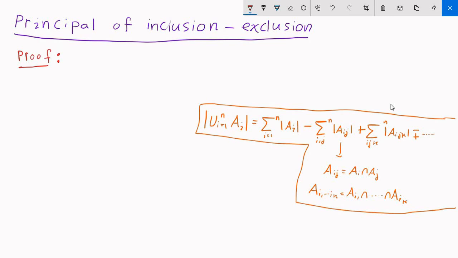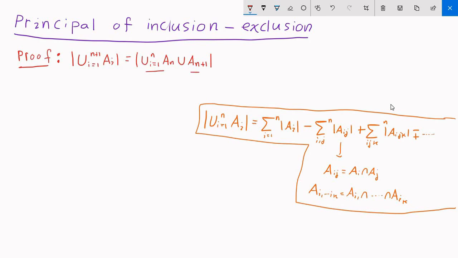And so what we have to do is assume that this formula holds for all unions of n sets and prove that it holds for any union of n plus 1 sets. So suppose I have a union of n plus 1 sets, a sub i. Well, this is equal to the union of the first n of those sets, a sub i, and then taking the union of the n plus 1th set.